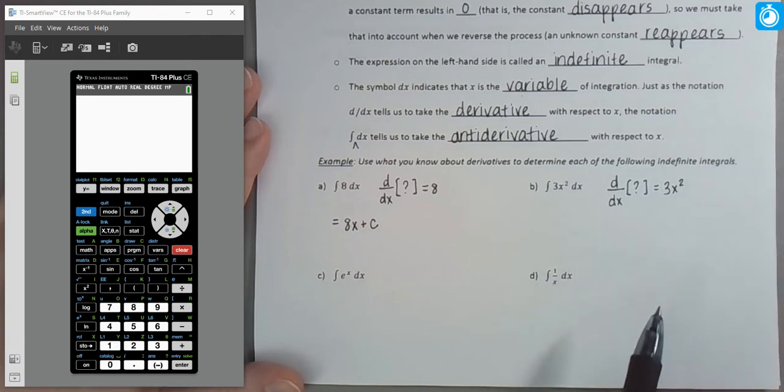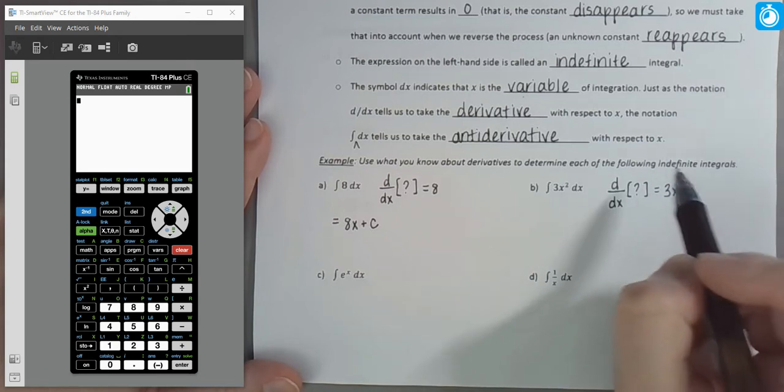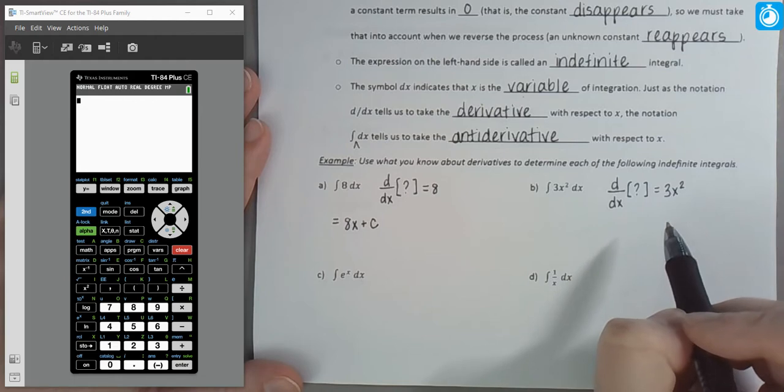Well, again, this is a situation where we probably applied the power rule. Remember, the power rule says you start with an exponent, you bring it down, it becomes a factor that's multiplied, and then you decrease the exponent by 1. So what function would we have to apply that process to in order to get a derivative of 3x squared?